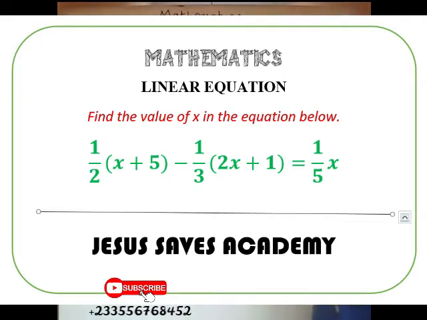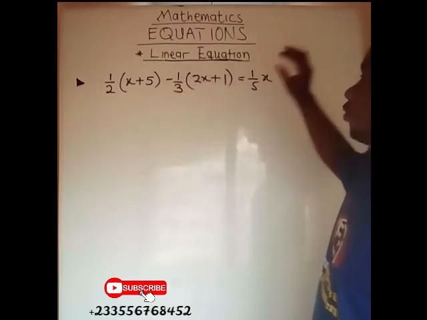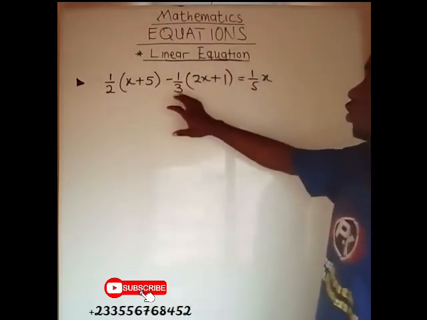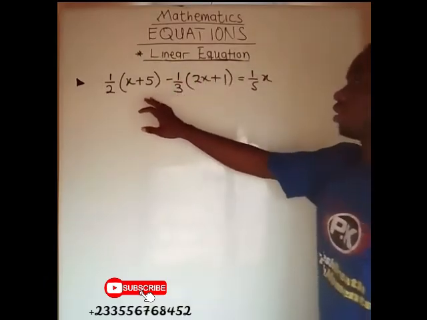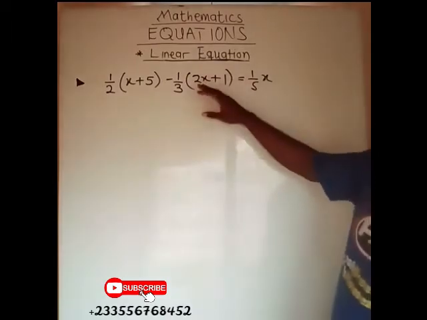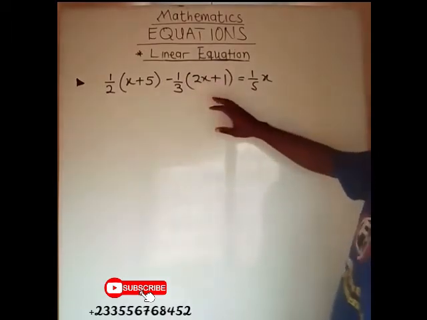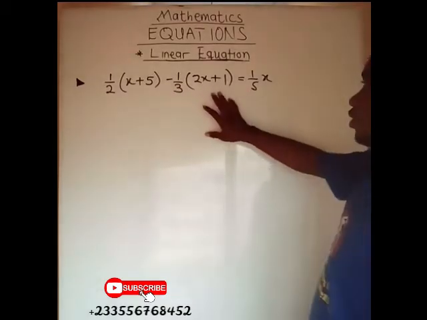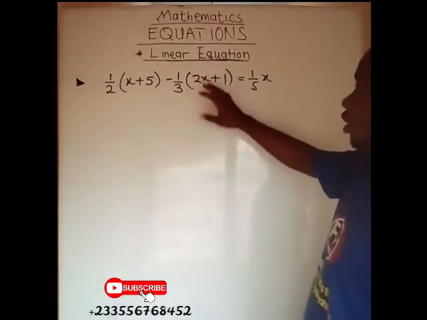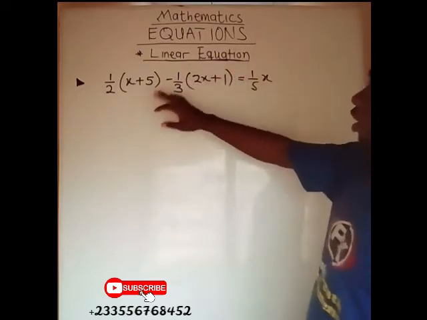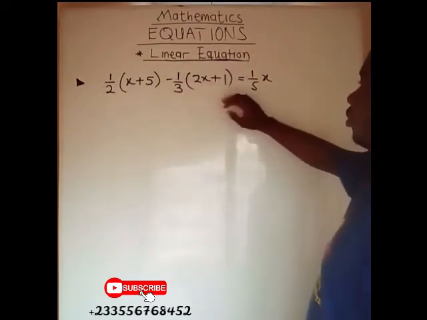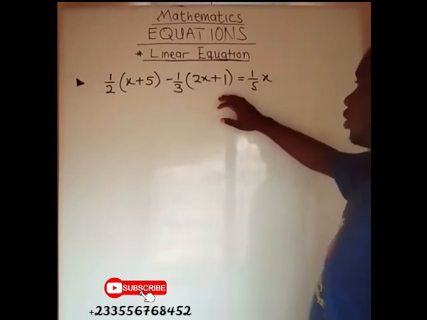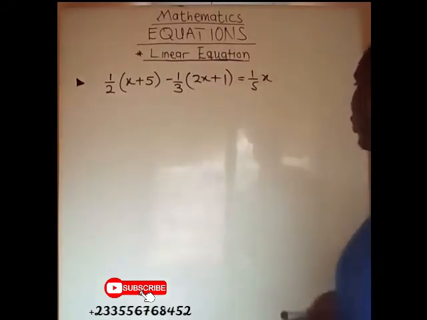So this linear equation involves both brackets and fractions. If you are solving any linear equation which involves both brackets and fractions, you will first find the LCM and use it to multiply each term, before expanding the bracket. If you expand the bracket before finding the LCM, it will make your work complex. So first, let's find the LCM.